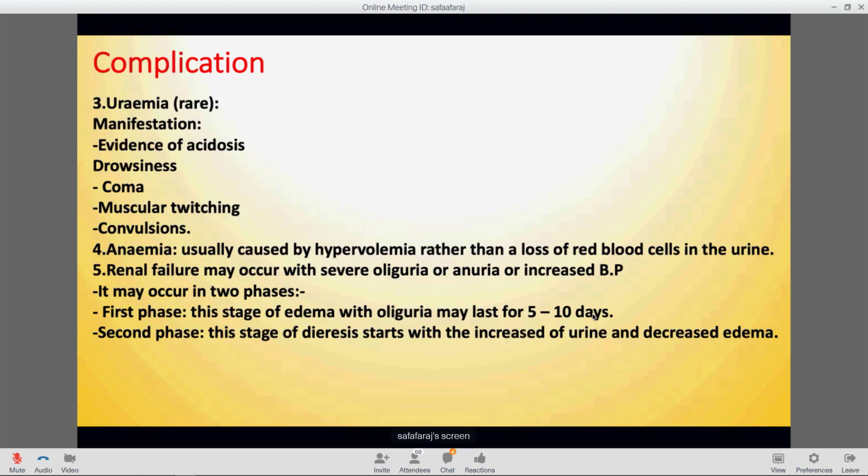Uremia, which is rare, is manifested as evidence of acidotic breathing, drowsiness, coma, hypotonia, muscle twitching due to hypocalcemia, and even convulsion.